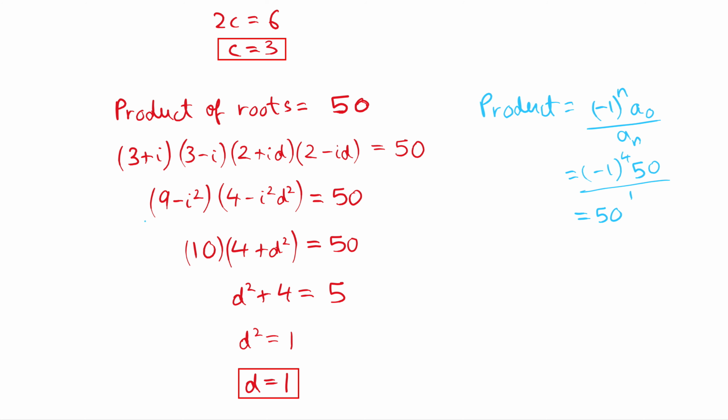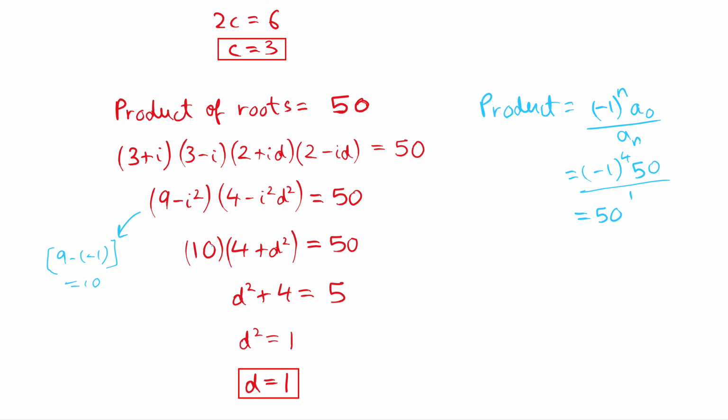Now from here, 9 minus i squared will equal 10. To show how, 9 minus, now i squared is equal to negative 1. So negative 1 inside the bracket, and negative and negative become positive. So 9 plus 1, which is equal to 10. That's how we get 10. And similarly, i squared is equal to negative 1. So negative negative makes it positive. So we have 4 plus d squared, and this is equal to 50.